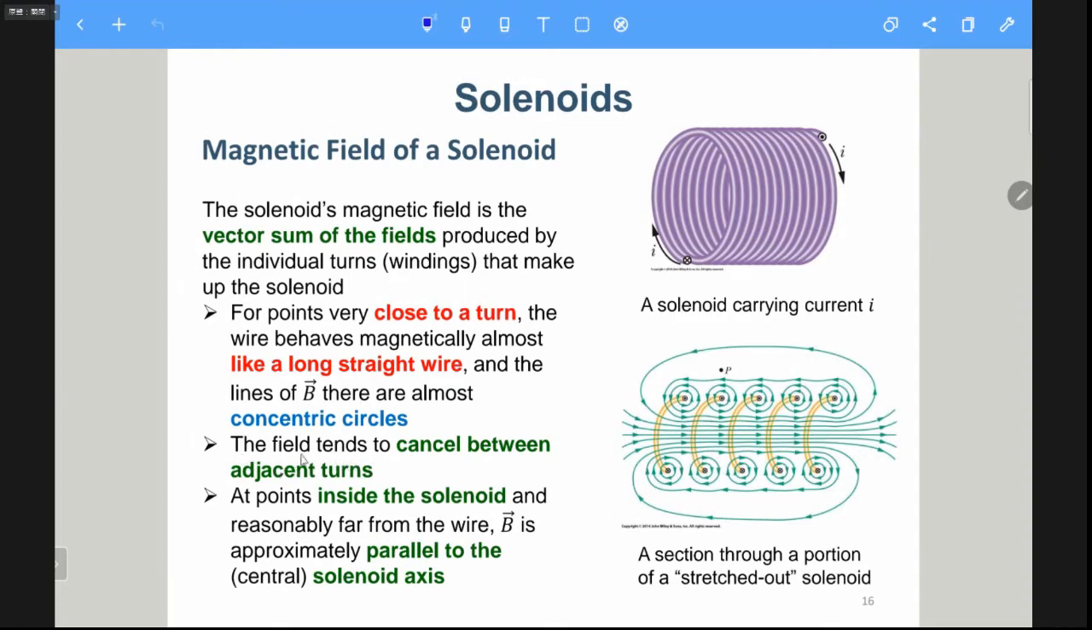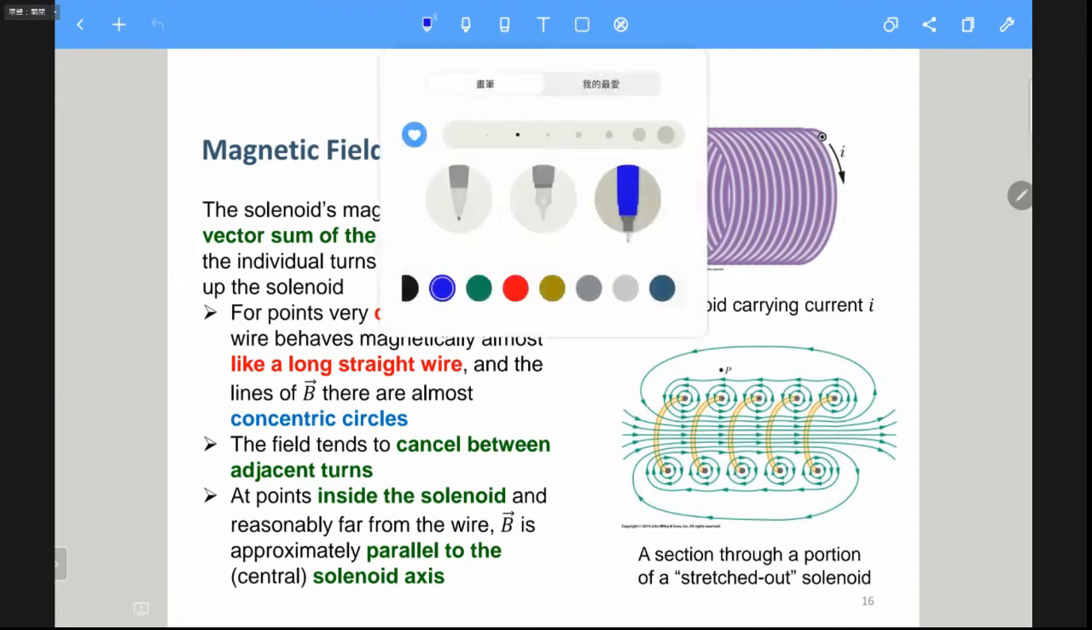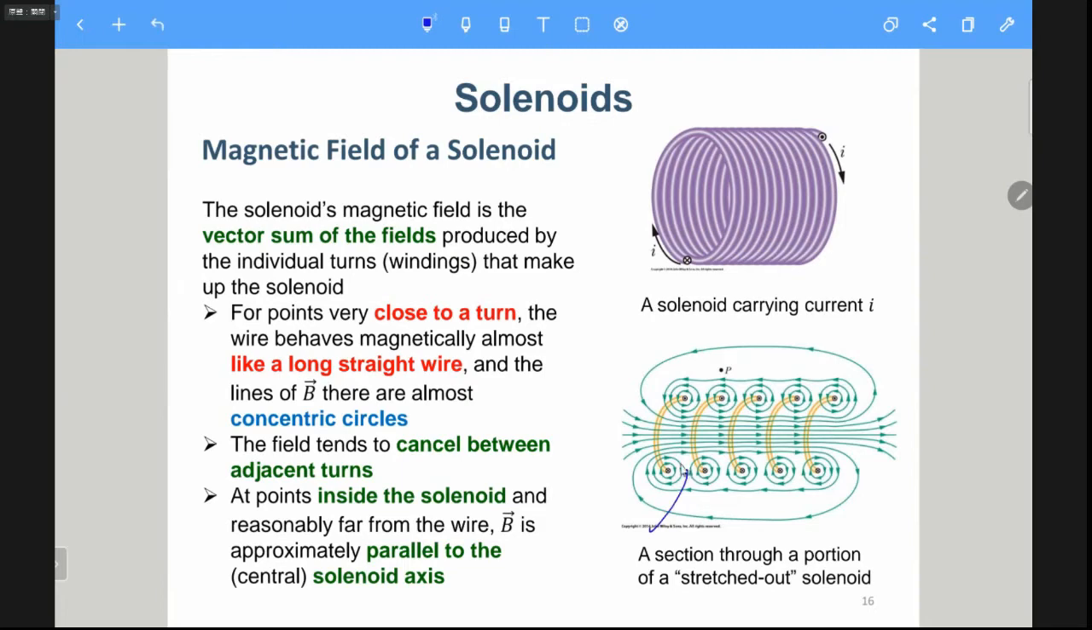Okay, so the field tends to cancel between adjacent turns, because as you can see here, this turn is clockwise. This turn is also clockwise. So for the point right between them, this one is pointing downward, this one is pointing upward, so they will cancel. And as you can see here, the magnetic field lines in between will be much sparser. You can see the lines here are dense. Here is still dense, and for the middle part, there are few magnetic field lines, which means that the magnetic field there will be weak.